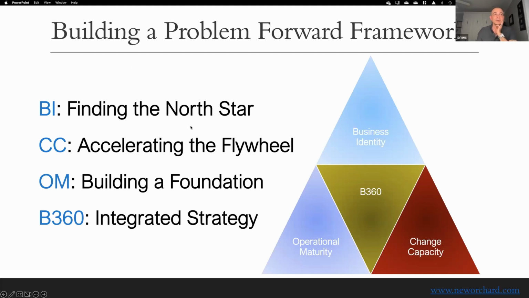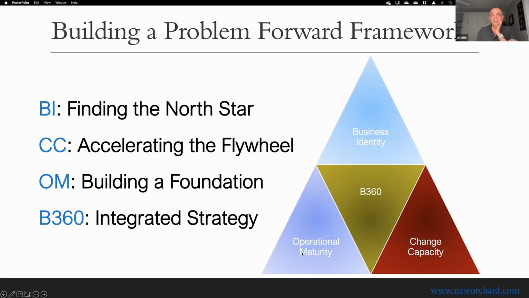So BI, finding the North Star, change capacity, or behavior maturity, and operational maturity, we could see as the elements that are required to accelerate, or in a negative context, add friction to the flywheel. Operational maturity is building a business operational foundation. And then the Business 360 we pull together is really the intersection of each of these three areas to help interpret the nuanced elements.